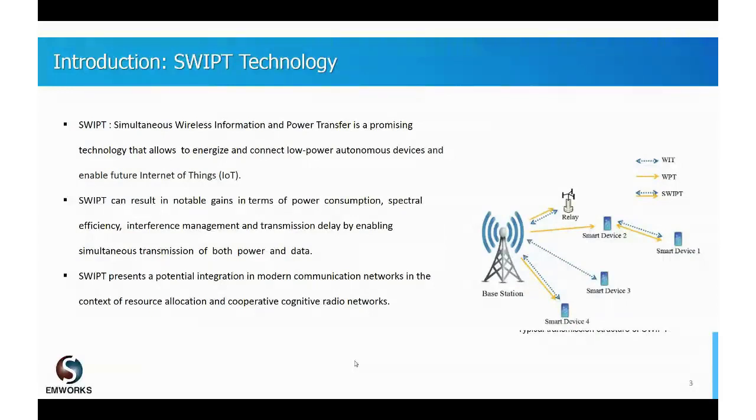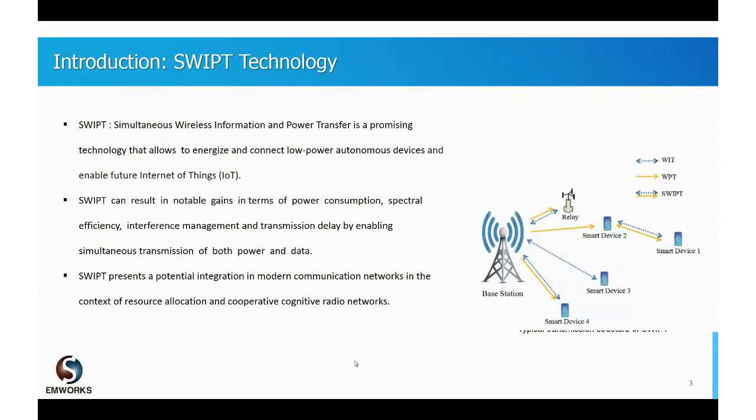Obviously, this can have a very good impact in terms of reducing power consumption. And for communication systems, it's a better use of the spectrum, and it can even mitigate some interference issues and so forth. So the idea of being able to do this simultaneous power and information transfer is very interesting, as I said, for a wide number of reasons.